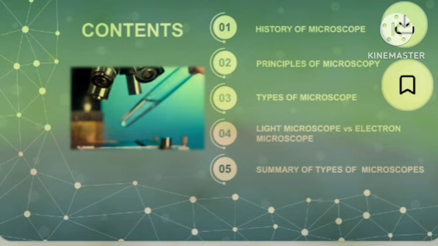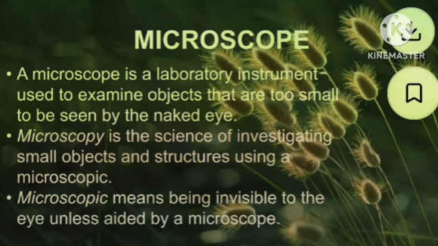So, types of microscope. First of all, I will tell you the contents: history of microscope, principles of microscopy, types of microscope, light microscope and electron microscope, and last one, a summary of types of microscopes.